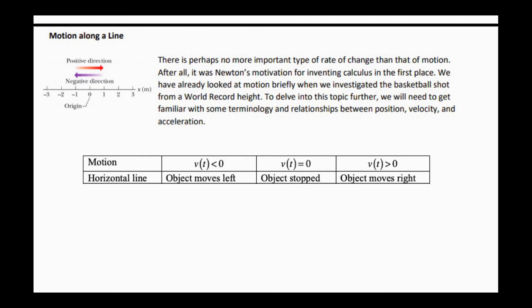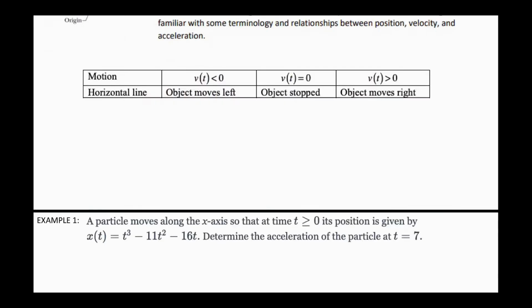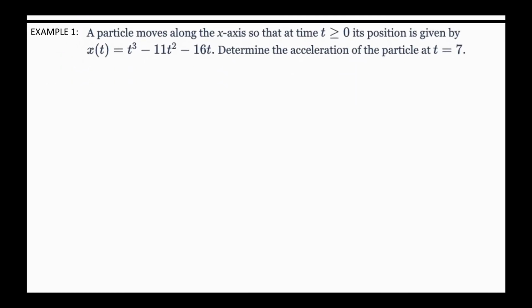So how do I tell? When velocity is negative, you're moving to the left. When velocity is 0, you're not moving at all. When you're moving to the right, velocity is positive, okay? So when it talks about moving to the right and moving to the left, that's what they're talking about, because this is all based off of the number line. All right, so let's take a look at the first one.